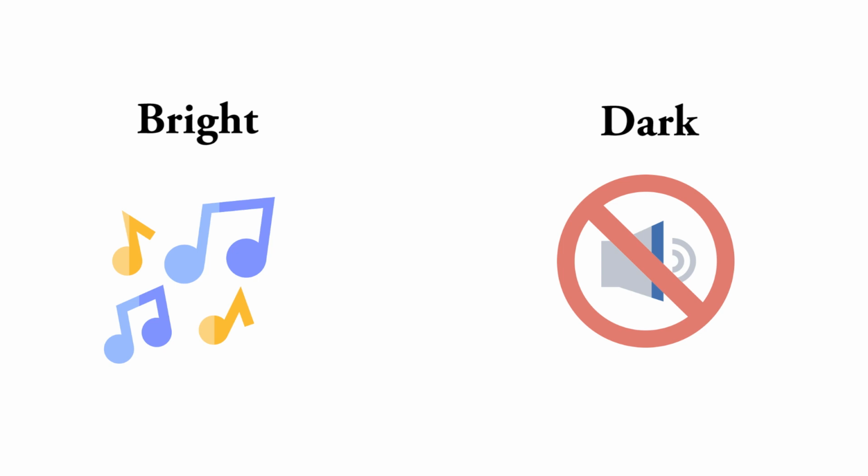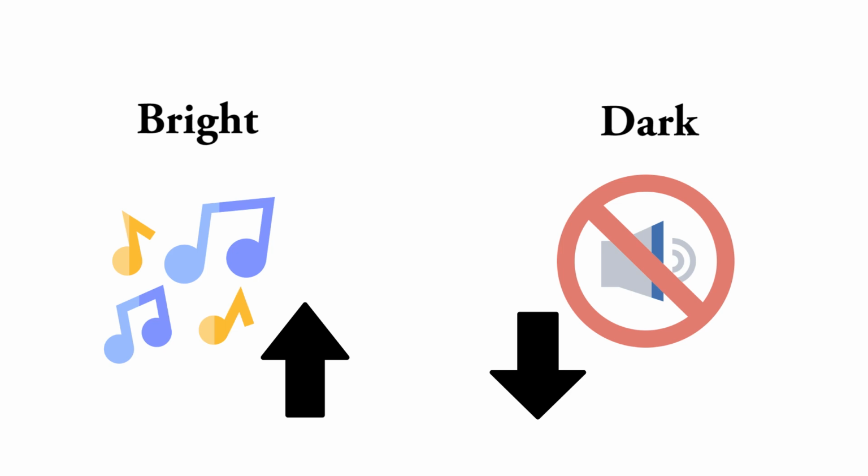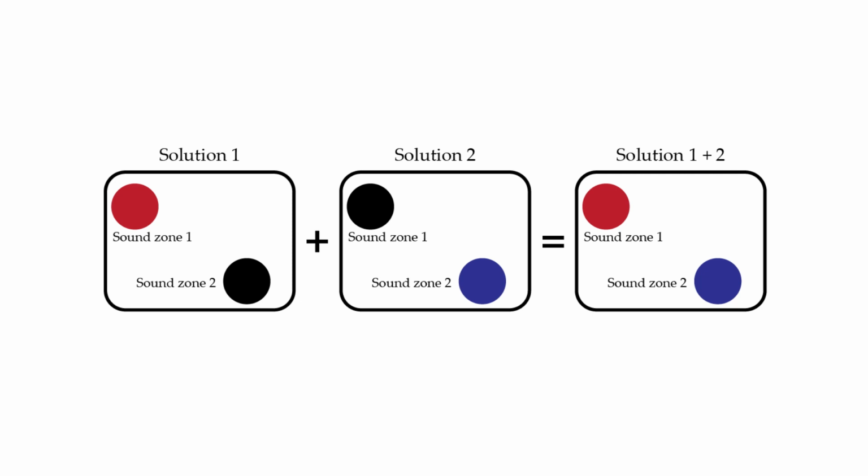Thus, the bright zone refers to an area where the sound should be reproduced with high acoustic energy, and the dark zone refers to an area where the goal is to minimize the acoustic energy. In an example of two personal sound zones, the bright zone for the first one will be the dark zone for the second one, and vice versa.